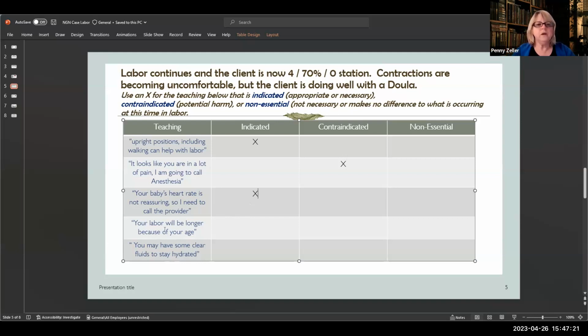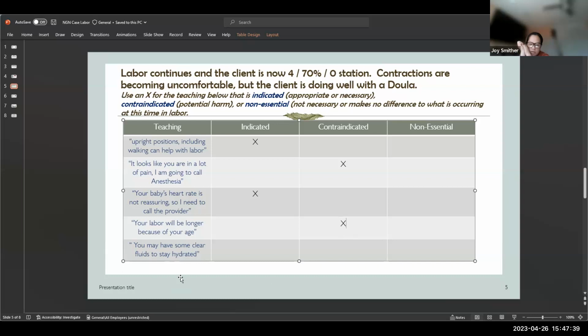Your labor will be longer because of your age. So she's 40 years old. Would you say that to someone? No. Essential, non-essential? No matter if it's true or not, I wouldn't say it. No, that's contraindicated.